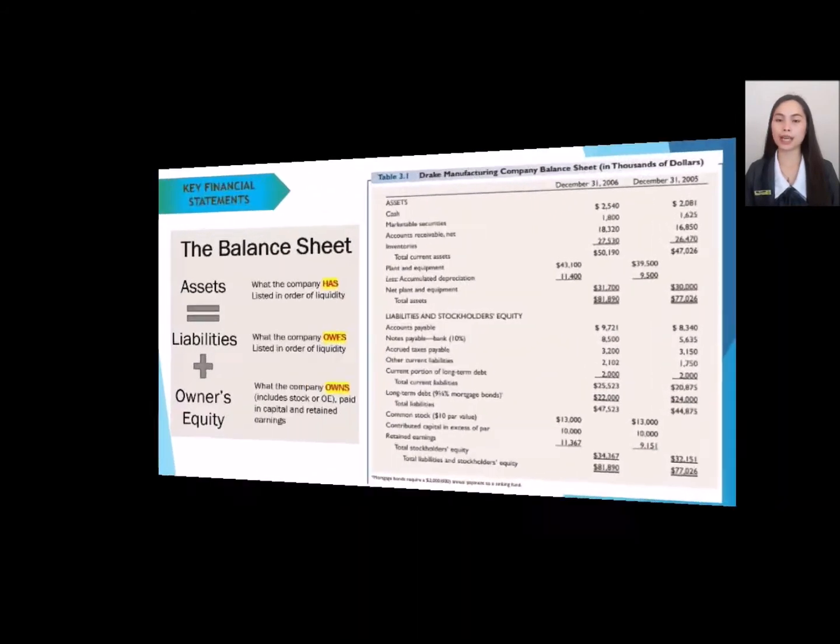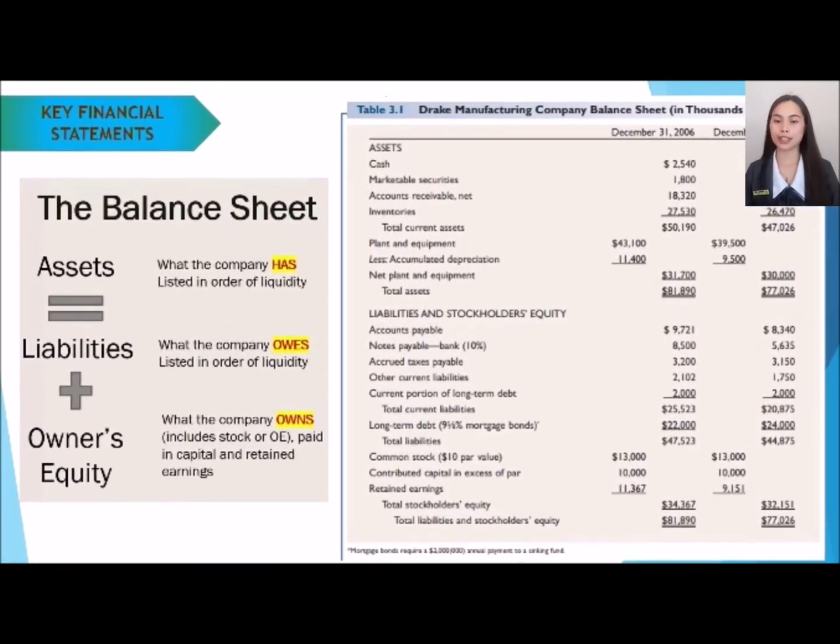So proceed to the key financial statements. To illustrate how ratios are used in financial analysis, the financial statements of Drake Manufacturing Company will be examined. Drake Manufacturing Company is a medium-sized firm that produces various replacement components for the lawn equipment industry. So first is the balance sheet.